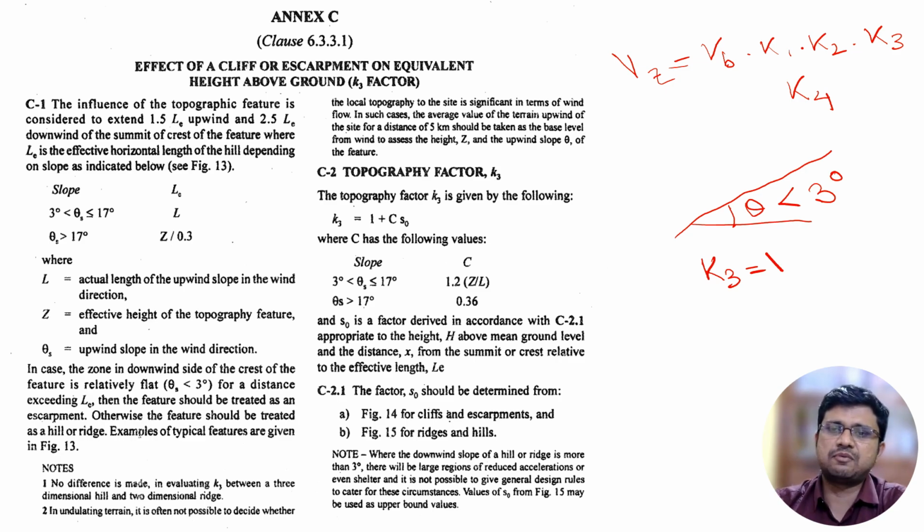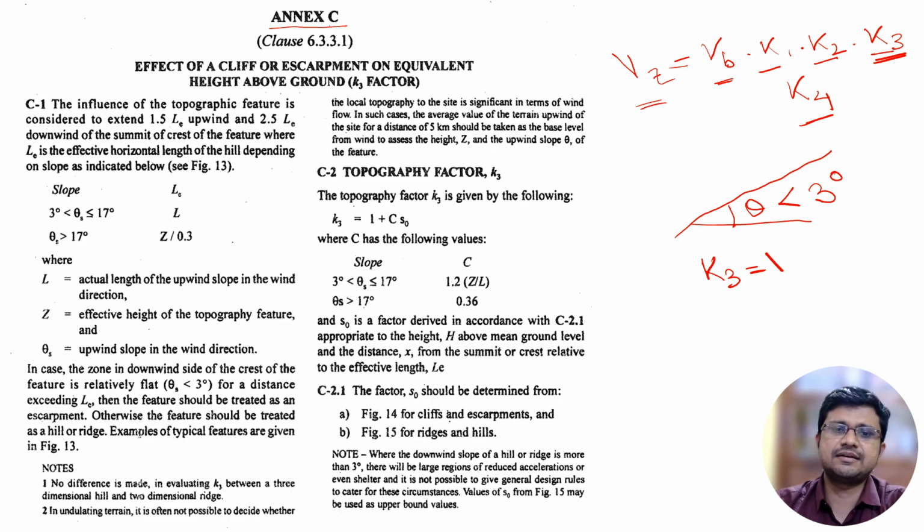And in that video I have also discussed that K1, K2, K3 and K4 all are actually amplifying factors. These values will actually increase the value of Vb to Vz. Normally these values are greater than 1. Now if our ground slope, for a particular condition, is greater than 3 degree, at that time the value of K3 will be greater than 1. Now how to calculate the value of K3? That we will get from Annex C of IS 875 Part 3.